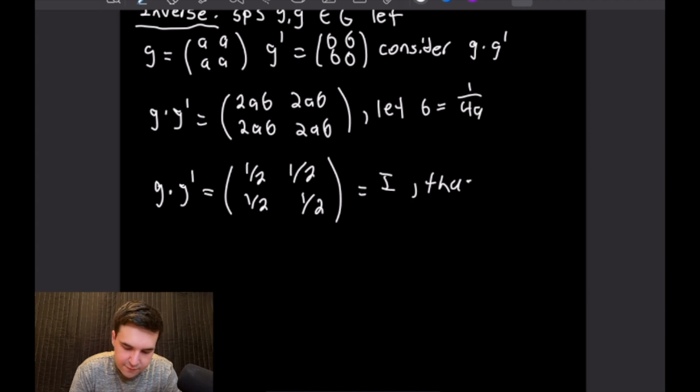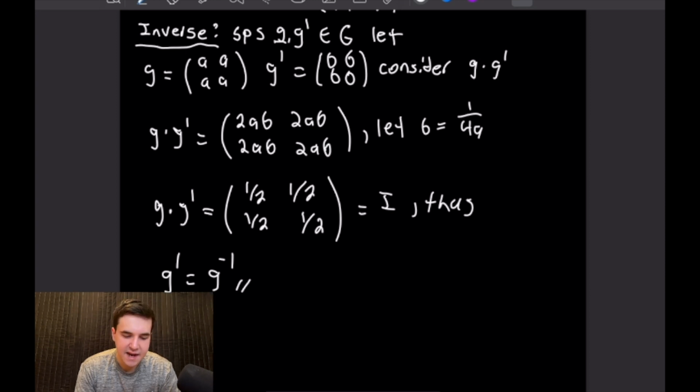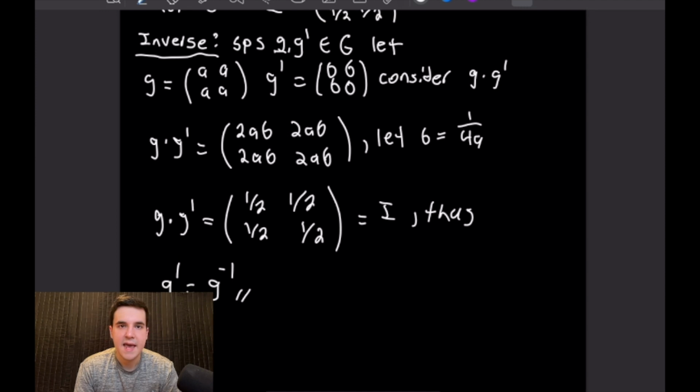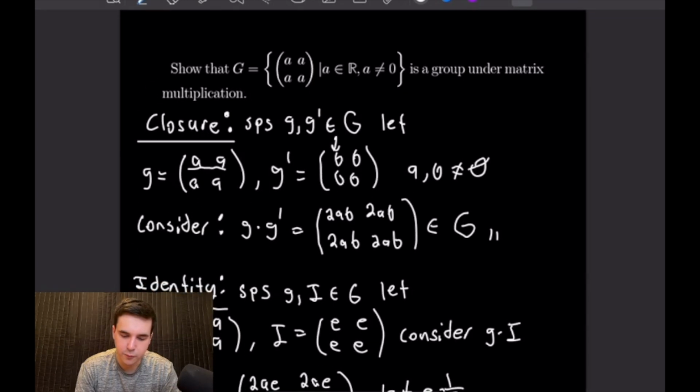So thus we have shown that G prime is actually equal to G inverse, and we have shown that for an arbitrary element, which we have as little g here, that we can find an inverse that is also in G. Great. Now that we've proved that this set is closed and that it has an identity and an inverse, and we also know by matrix multiplication that it is associative, we have proved that this G here will be a group under matrix multiplication. Great. So that finishes this last example off, and that's a good place to stop.